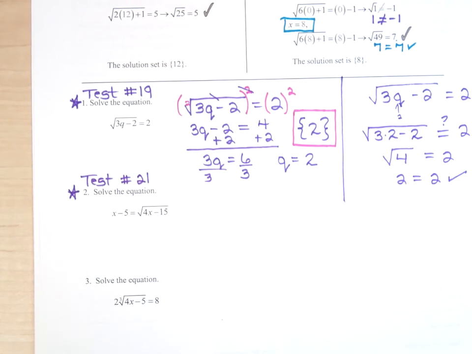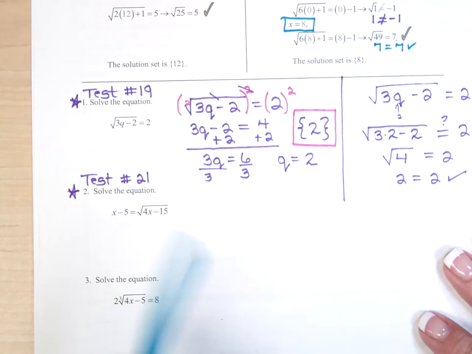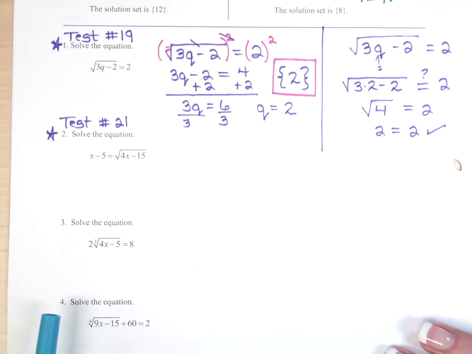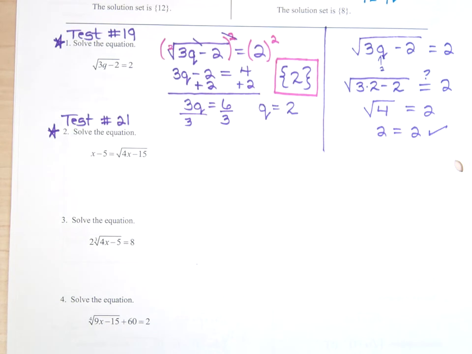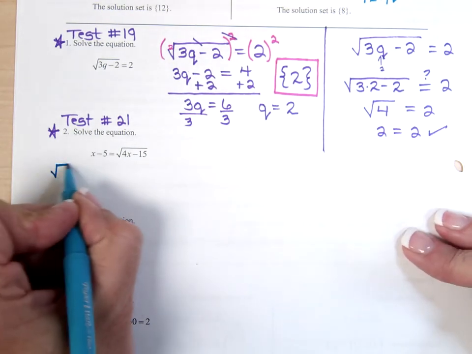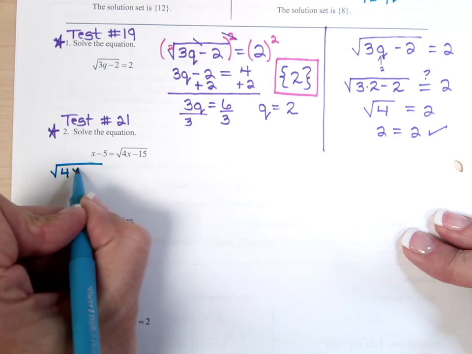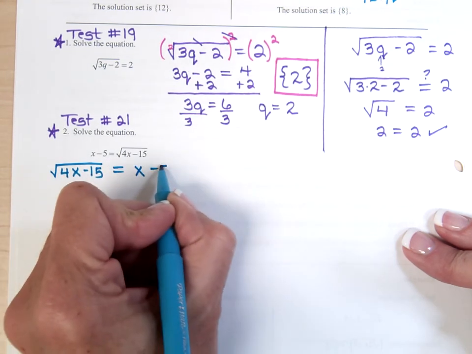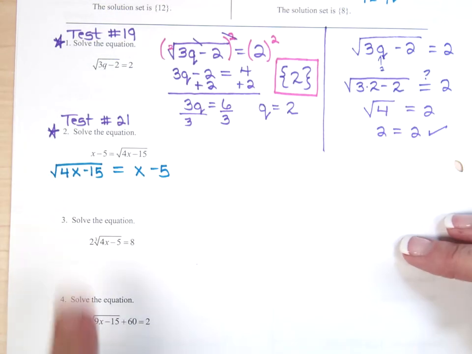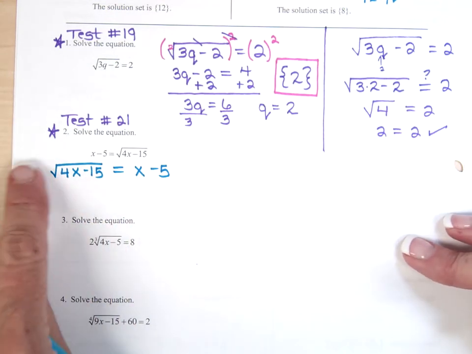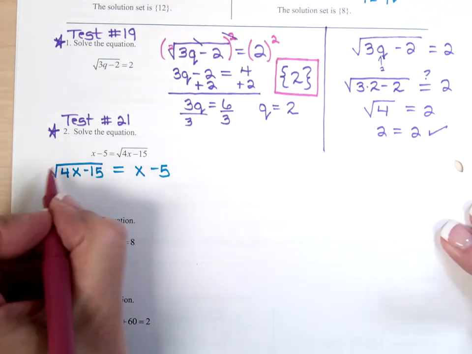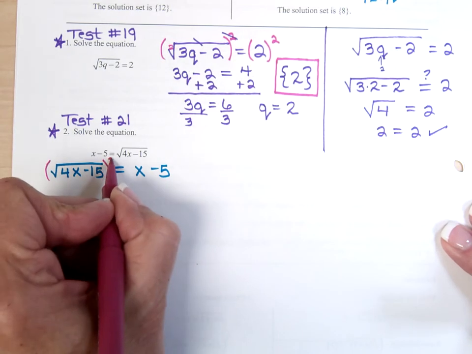So to start off with, I don't really like having my radical on the right. I like it on the left. It just is confusing to me. So the first thing I'm going to do is flip the equation around. So 4x minus 15, square root of all that, equals x minus 5. So notice the radical is all by itself. There's no numbers, signs, anything outside the radical. So step 1's done. Step 2, remember, is to square both sides.